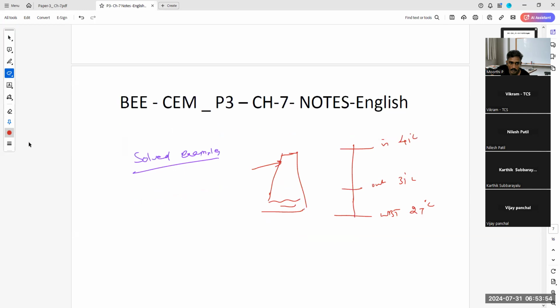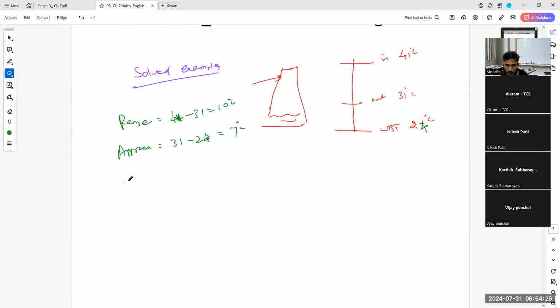So, range. Range is 41 minus 31, so 10 degree. Okay. Approach is 31 minus 27, 7 degree. Okay, effectiveness. Range is 10 degree. Range divided by range plus approach. How much? 0.59. If percentage, 59%. Okay, next one.